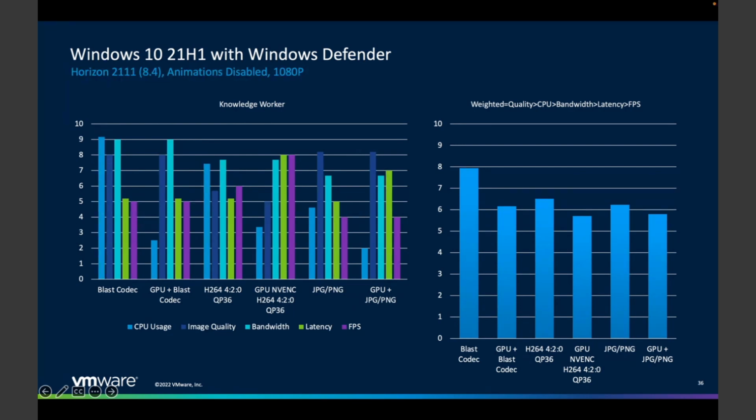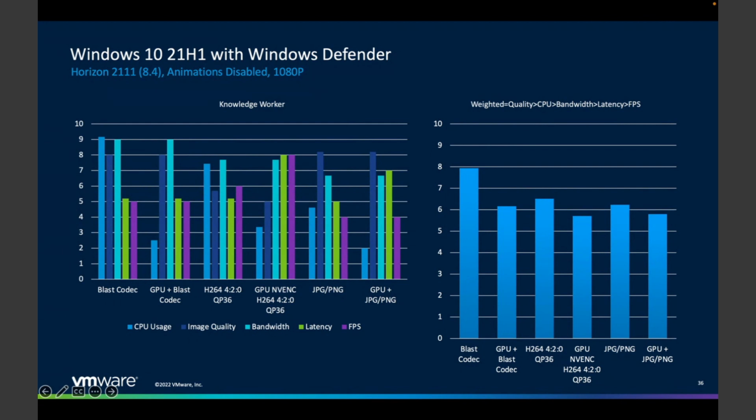If you look at that, it all just looks the same. This does this a bit better, that does that a bit better. But when you check what matters for your use case, I thought, well, for a knowledge worker, the quality is more important than the CPU usage. Then the bandwidth is even less important, then the latency, and then the FPS. If I order it like that, you see that the BLAST codec is the clear winner.